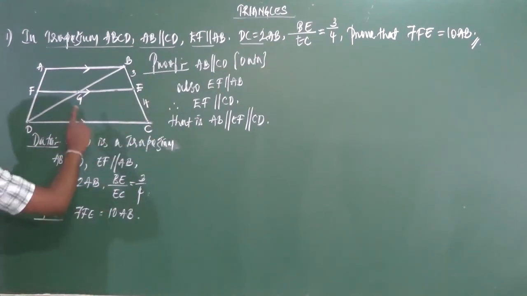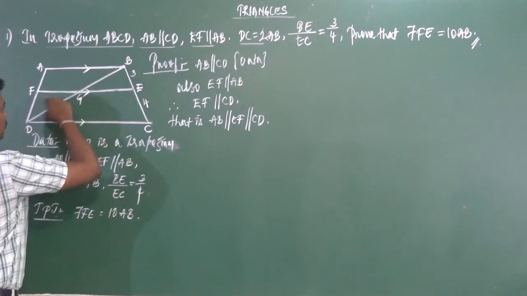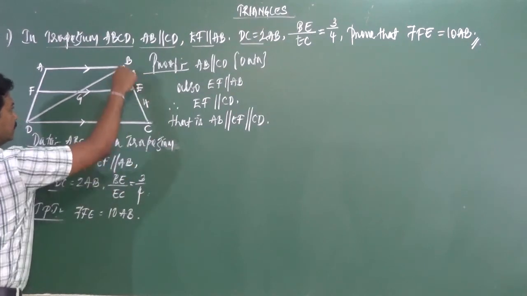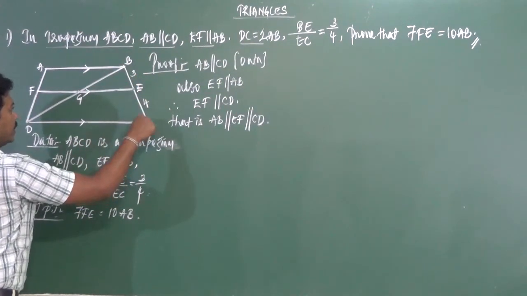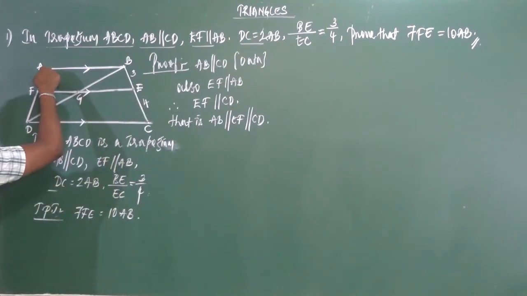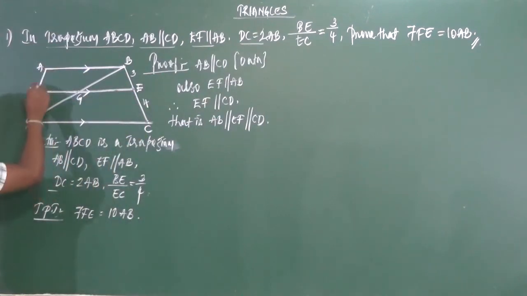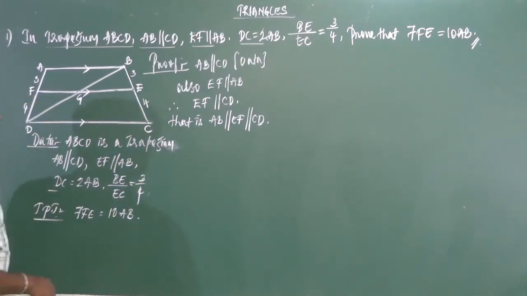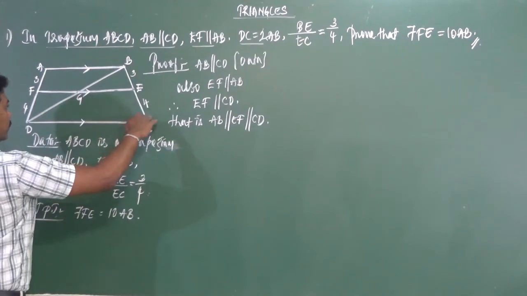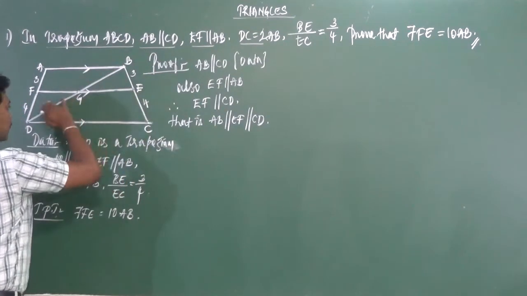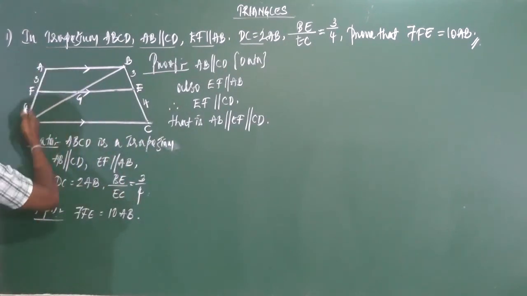Now, as AB is parallel to EF and EF is parallel to DC, the ratio BE by EC will be the same here also, that is AF by FD. So BE by EC will be equal to AF by FD, that is AF will be 3 units and FD will be 4 units. As these three lines are parallel to each other, these three lines divide BC in the ratio 3:4, then these three lines should also divide the line AD in the same ratio, that is 3:4.